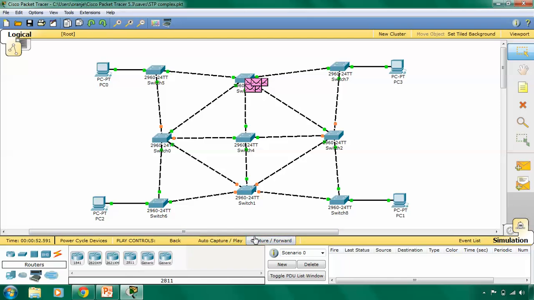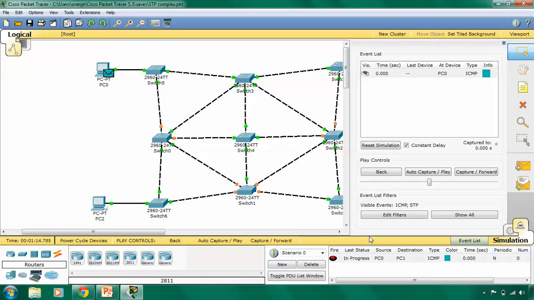Now let's stop the BPDU simulation, and I'll show you a small ping or an ICMP packet as to how it travels from one PC to the other. So as you can see, the ping was successful. Let's see how it went through the network.